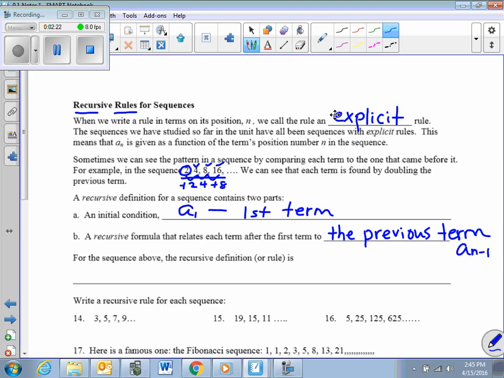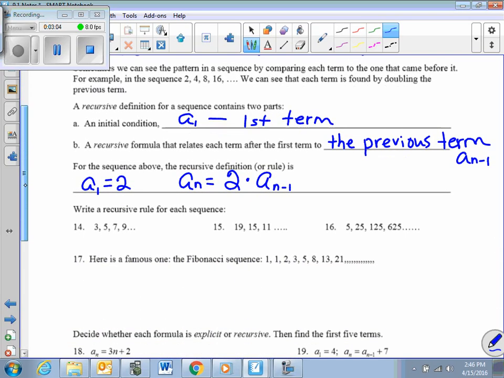So if we're looking at the third term, A sub 3, and we want to know how we got it, we have to see what we did to the second term, A sub 2, which would be A sub 3 minus 1. If we look back at this sequence here, we have to write our initial condition, our first term equals 2, and then every term after the first one, A sub n equals 2 times the previous one, and the previous term is always labeled A sub n minus 1. I think you're probably going to like recursive rules better than explicit rules, but we'll see.